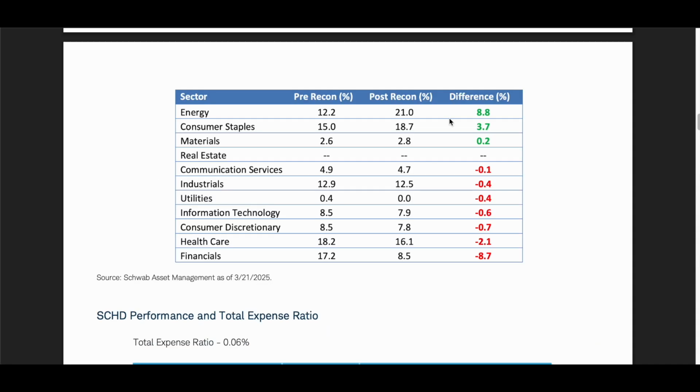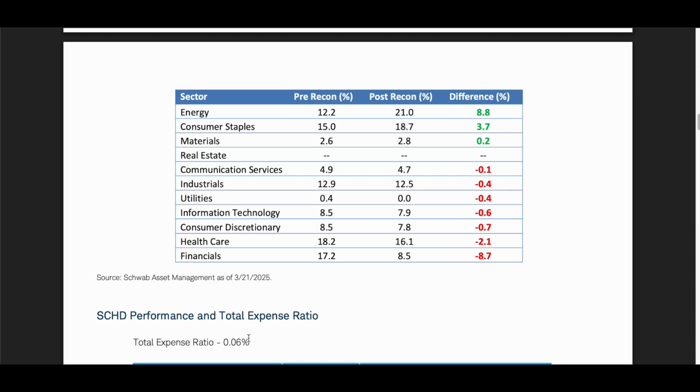Here's just another table that goes over it. Energy overall is now weighted nearly 9% more, which is a huge, substantial change, guys. That's what you need to be comfortable with: there's going to be more energy and more consumer staples. On the flip side, there's going to be less healthcare at negative 2.1%, and definitely less financials at negative 9% just about. So you really need to be comfortable with what's going on there.